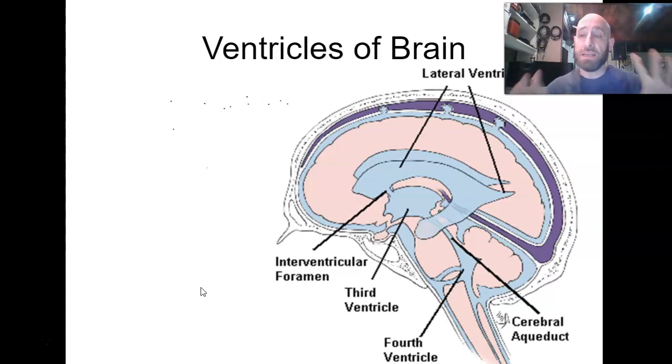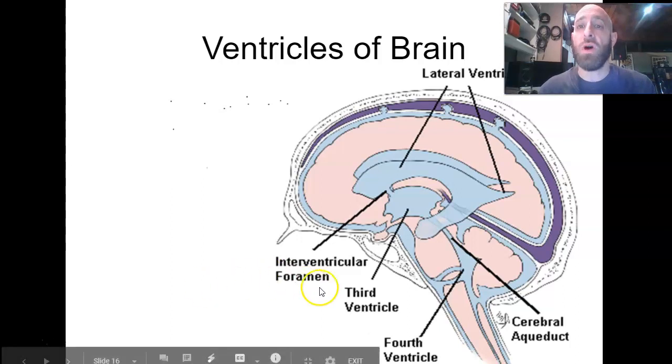Well, our brain is mostly solid material. It's made up of the neuroglial cells that we talked about. It's made up of neurons. There's a lot of fat, actually, in the brain because of all the myelin and also the fact that the brain uses so much energy. So there's a lot of fat in there, but it's not solid. There's actually some areas that are open space, and those are called ventricles.